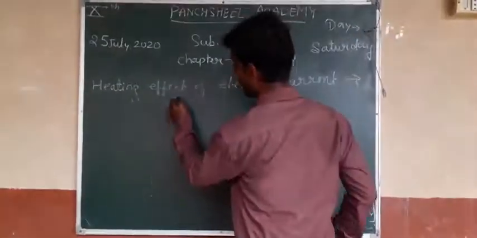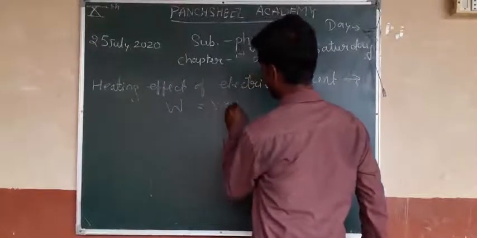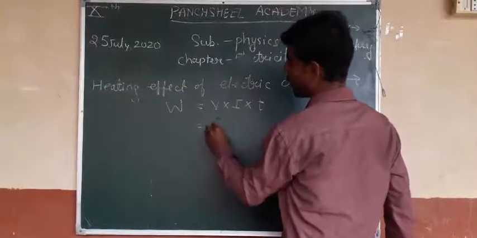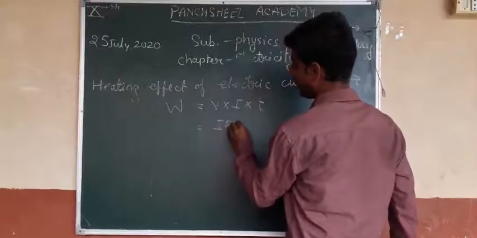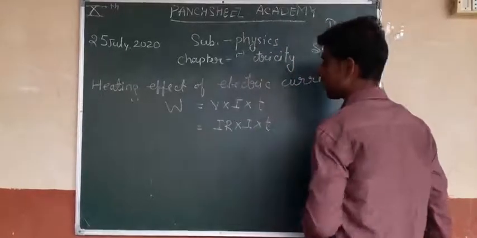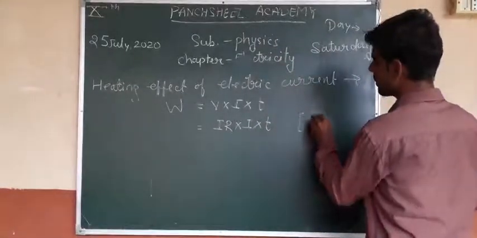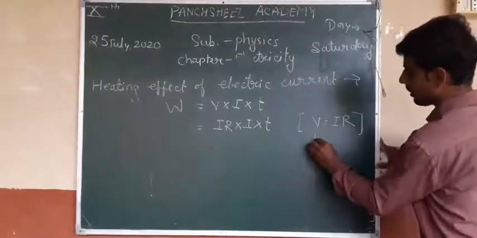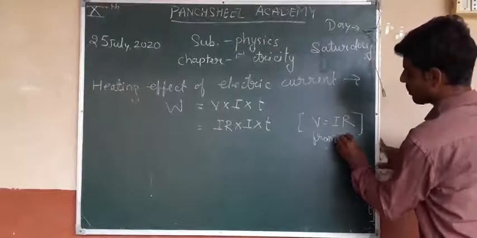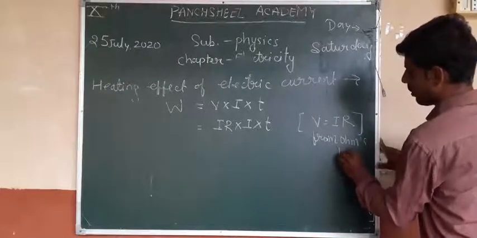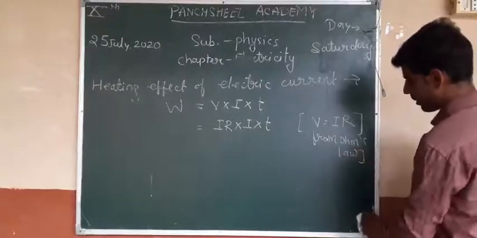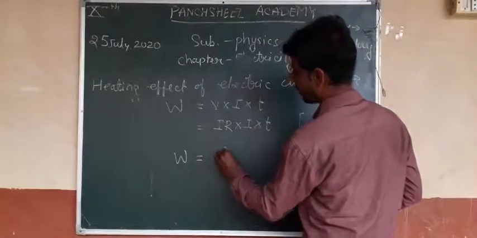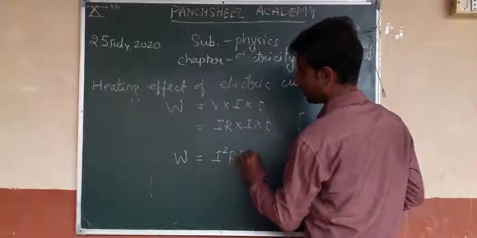So W equal to V into I into T, and what is the value of V from Ohm's law? V equal to IR from Ohm's law. So W equal to I into R into I into T, that is, I square into R into T.